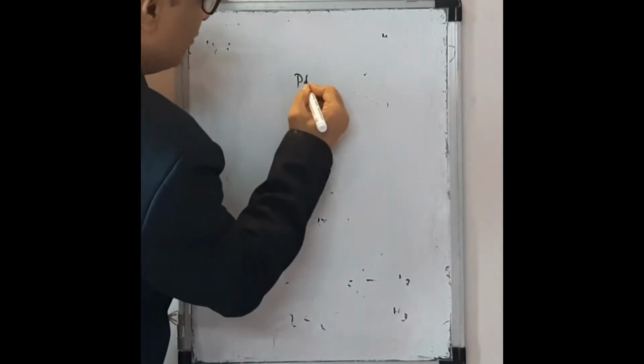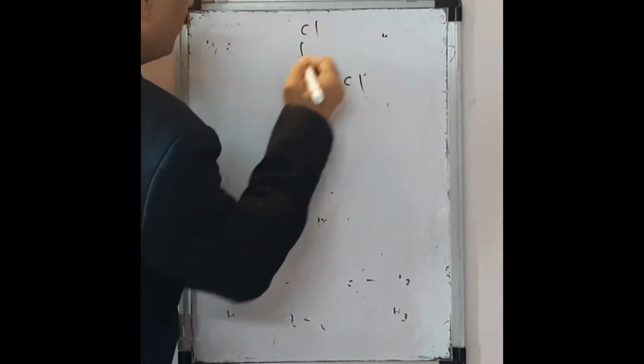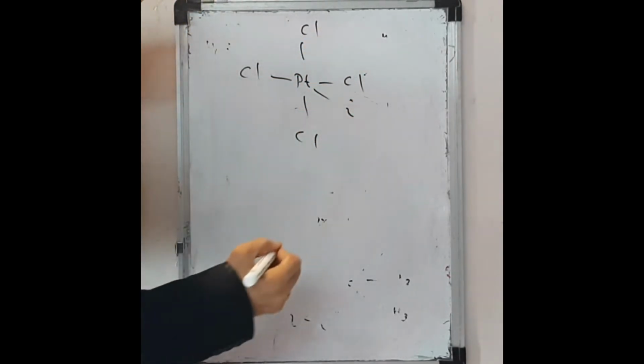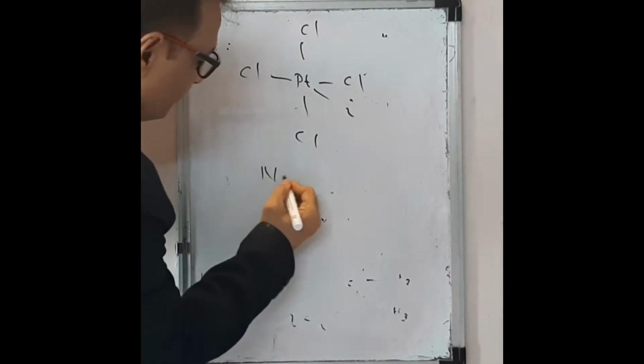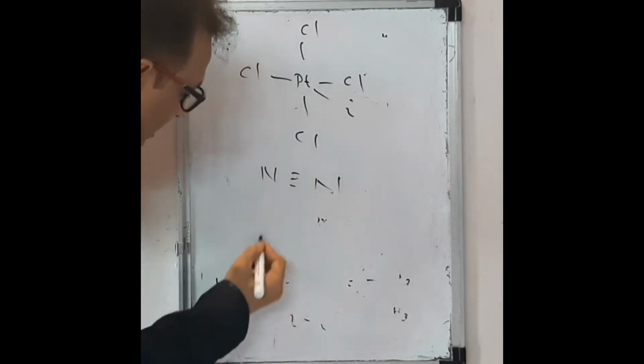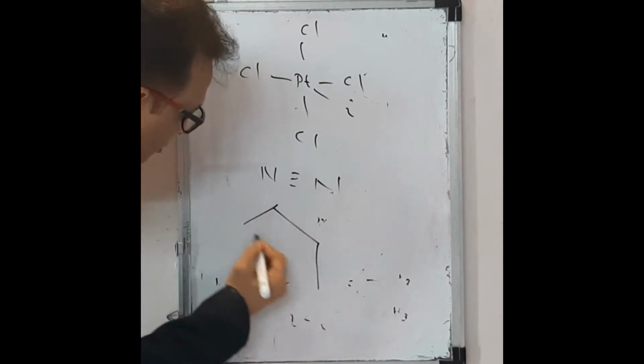This is PtCl4. So this contains center of symmetry. This is N2, which also contains center of symmetry. And this is benzene molecule.